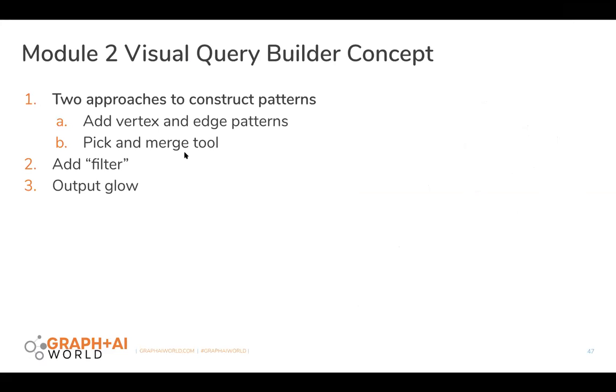So the concept that we're trying to teach you in this module is, first of all, there are 2 approaches to construct patterns. One is there are buttons to add vertex and edge patterns. You can add them directly. And second, there's a convenient tool called pick and also merge. So you can use these 2 tools to quickly pick the patterns, edges and vertices from the graph schema. And second, we're going to add filters. And third, we're going to use the output window to show the results.